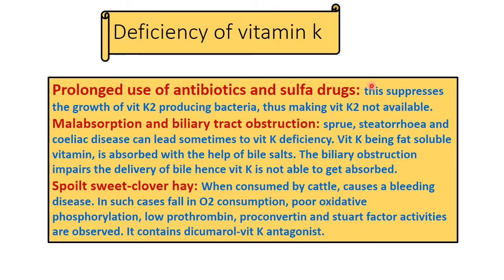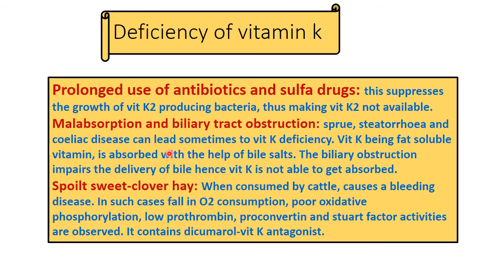Now deficiency of vitamin K. Vitamin K deficiency is because of prolonged use of antibiotics and sulfa drugs, which suppress the growth of vitamin K2 producing bacteria, thus making vitamin K2 not available. Then malabsorption due to biliary tract obstruction. When there is obstruction in the biliary tract, as in celiac disease, it can sometimes lead to vitamin K deficiency.